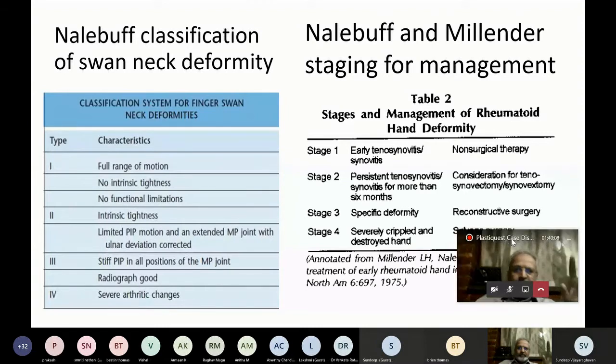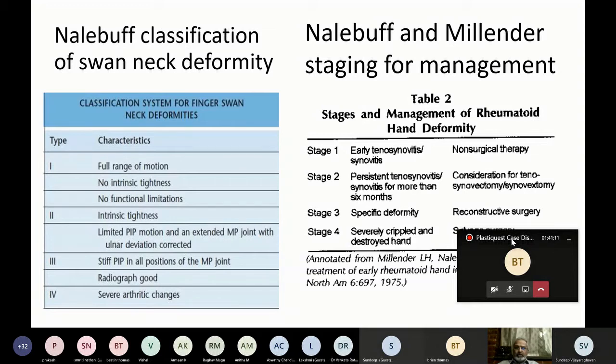You have a Swan neck deformity. Yes, sir. What is the cause for this? It could be traumatic also. Traumatic means what? What structure is gone? The EDC terminal tendon might be ruptured, causing a hyperextension of the PIP joint. Insertion of the EDC tendon, where? Distal phalanx. A mallet injury can cause hyperextension of the PIP joint.